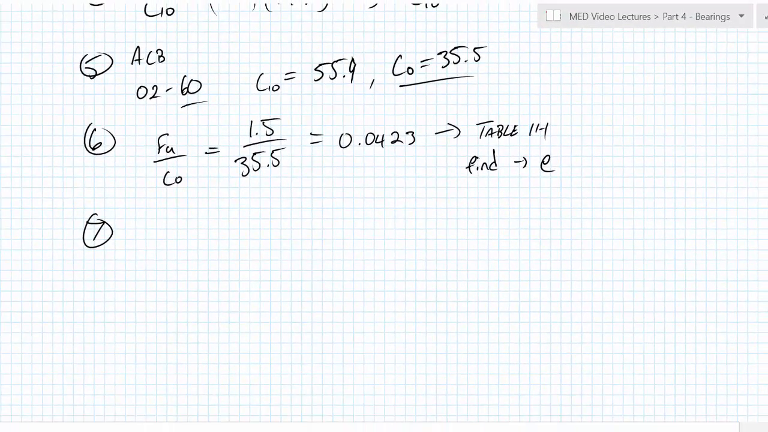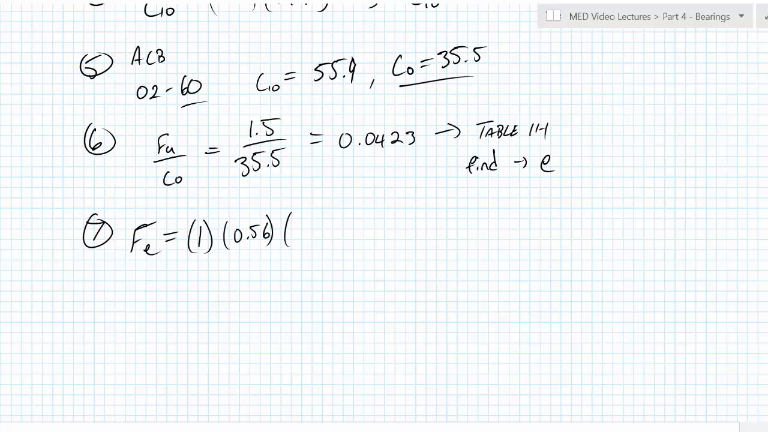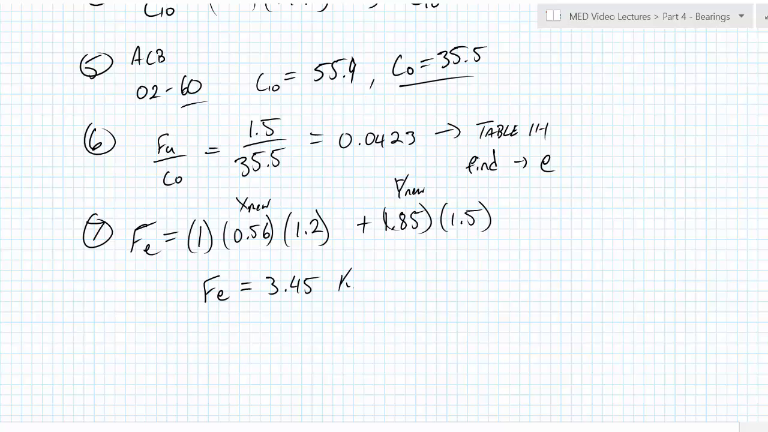So let's calculate our new Fe. So our new Fe is going to be 1 for the V factor times 0.56, that doesn't change, times our radial load of 1.2, and this time we use 1.85 as our Y factor, times our axial load of 1.5. So this is our new Y. This is our new X. It's exactly the same as the old one. And this value, if we calculate it, gets us an Fe of 3.45 kilonewtons.